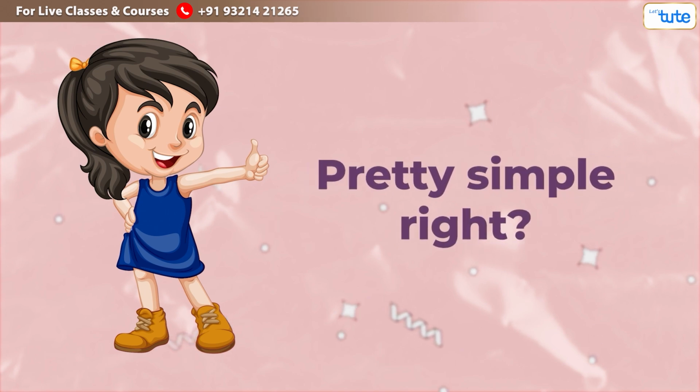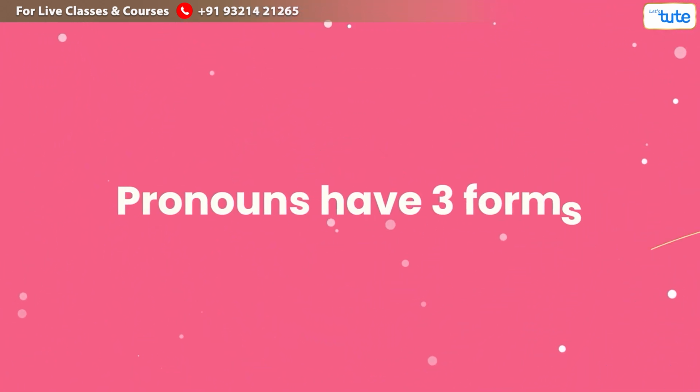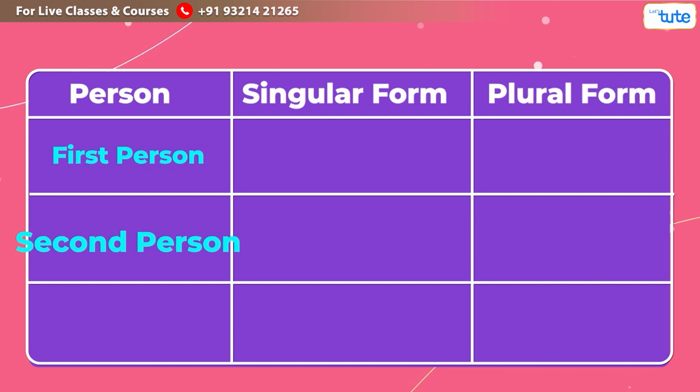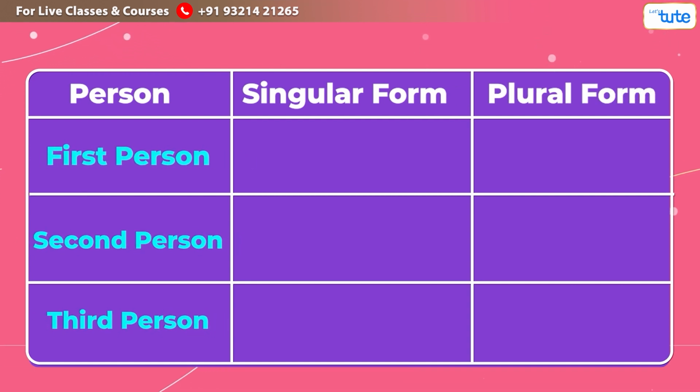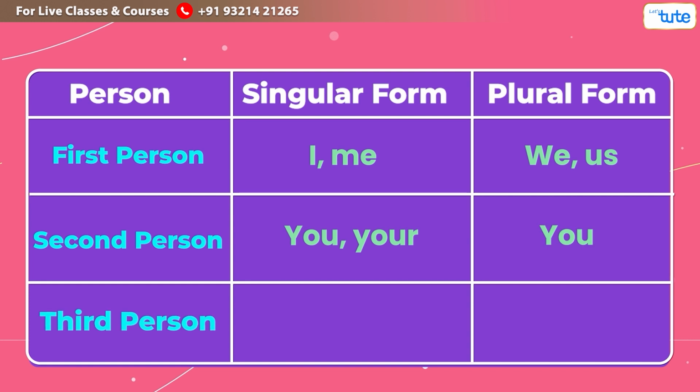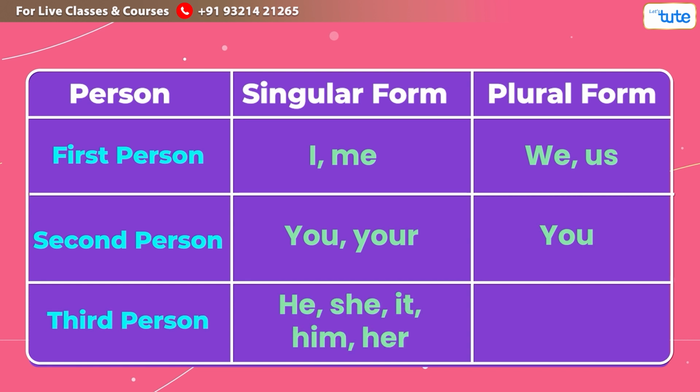Pretty simple, right? Pronouns have 3 forms, such as first person, second person and third person. In first person, singular form, it is I, me; plural form, we, us. Second person, singular form, you, your; plural form, you. Third person, singular form, he, she, it, him, her; plural form, they, them, their.